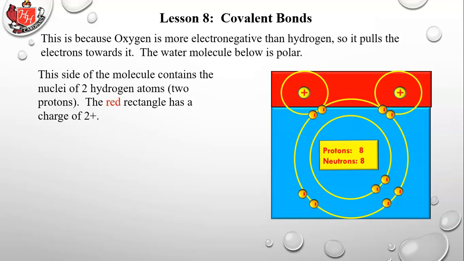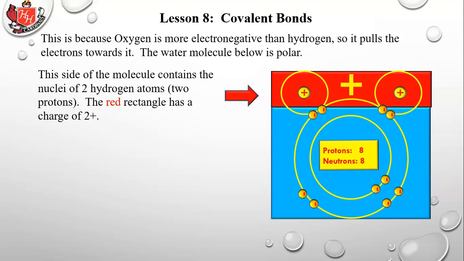So this side of the water molecule contains two hydrogen atoms. That's two protons. The red rectangle has a charge of +2. So I've drawn arbitrary boxes around these. And you're seeing that in the red box, all you have are two protons. Those are the nuclei of the two hydrogen atoms.